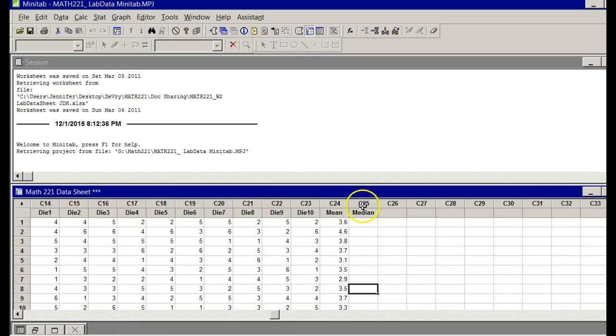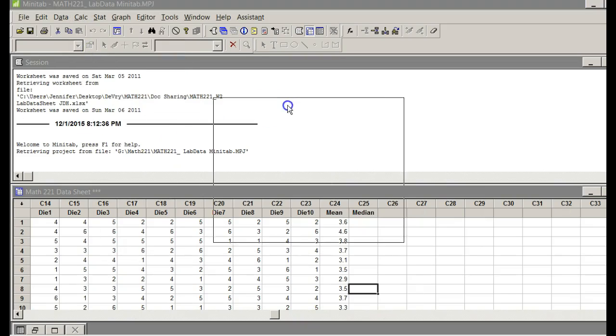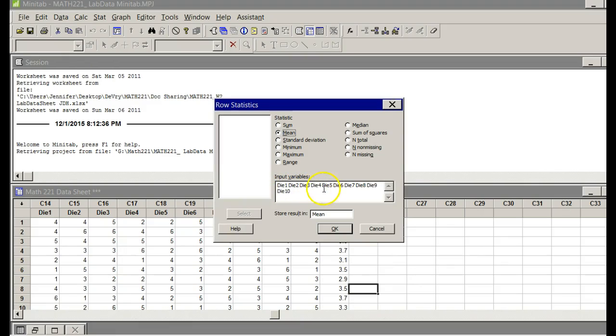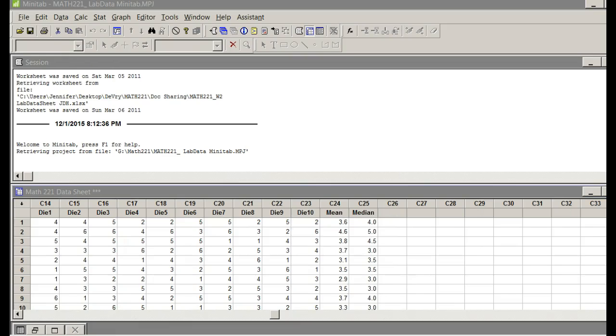All right, we're going to do the same thing for the median. So let's go up to Calc, Row Statistics. Here's the cool thing about it: all of these are still here, so I'm going to click on median, and then I've got to change the Store Result In. I'm going to backspace there, go down, and double click on median. So I don't have to input the variables again. It's the same thing. I'm going to say OK, and there they are. There are the medians for each of those. So I have a column of means and a column of medians. So I'm in good shape now.